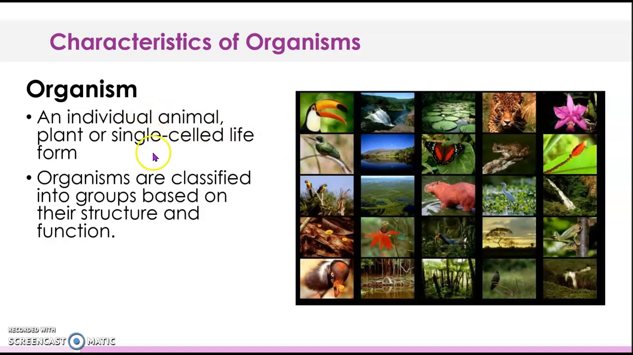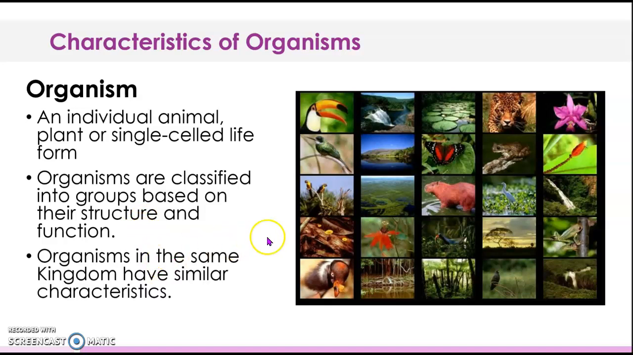Okay, first we have an organism. An organism is an individual animal, plant, or single-celled life form. Organisms are classified into groups based on their structure and function. And finally, organisms in the same kingdom have similar characteristics.